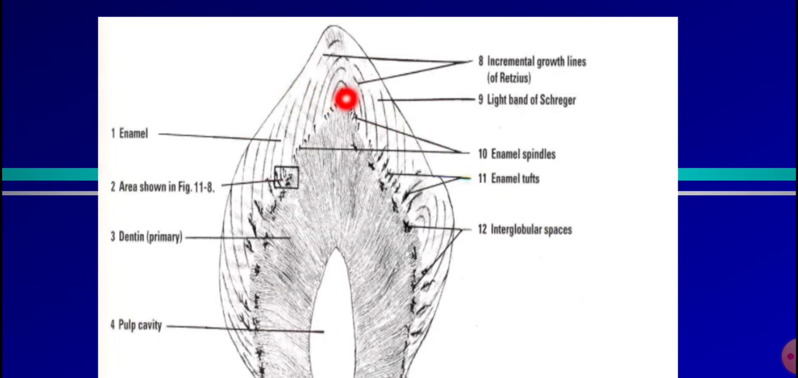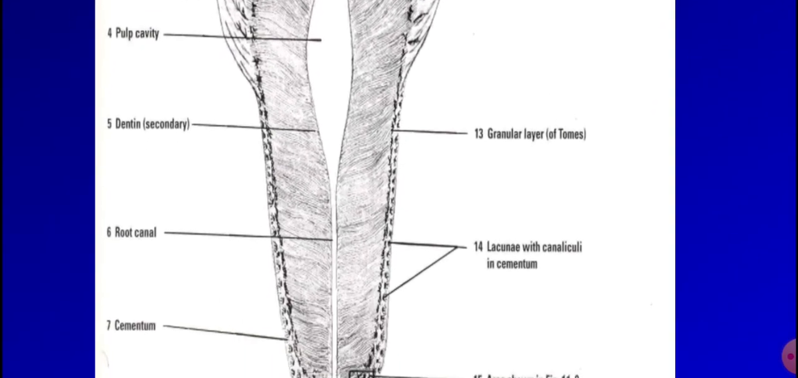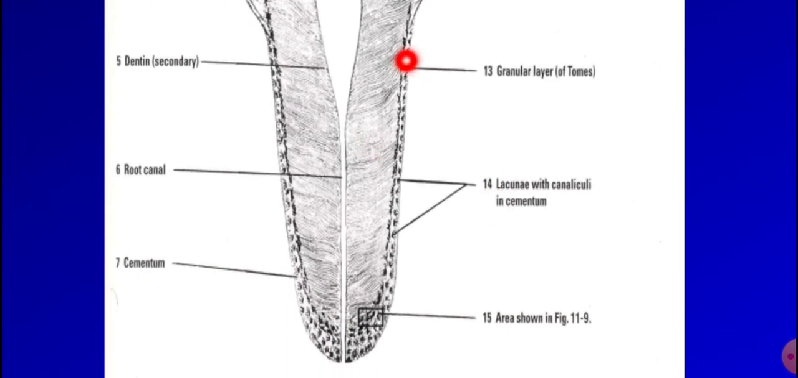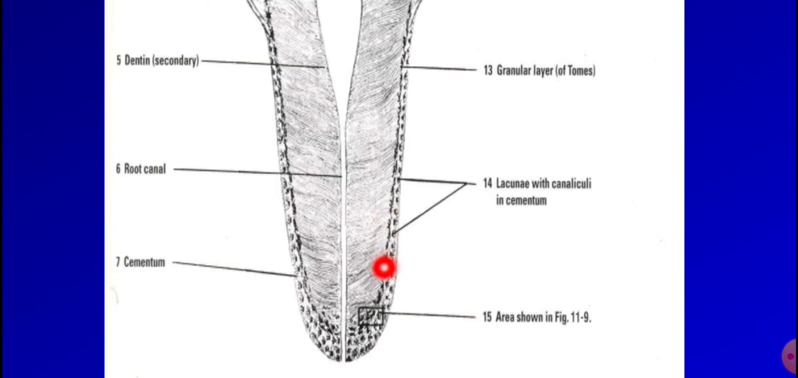Okay, in the enamel here there are the growth lines. These are the lines of Retzius. Then here these are the dentine tubules and the pulp cavity. Only these are the structures present there. In the root portion here there are the granular layers of Tomes.